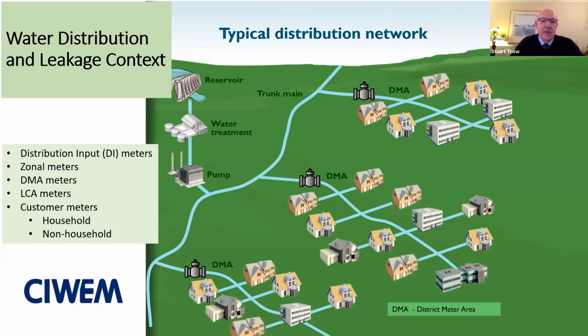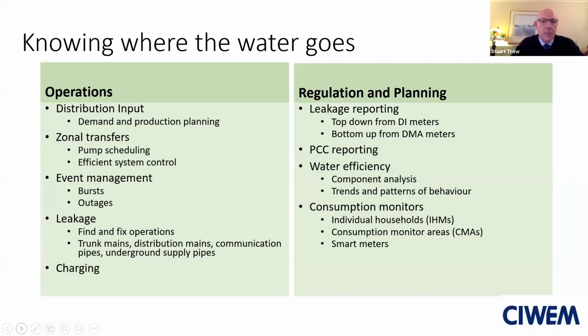We do have meters in the system. We have what we call distribution input meters, DI meters. We have zonal meters on the trunk main system. We have DMA meters as shown here. We have sub-DMA meters, leakage control area meters as well. And then, of course, we have customer meters on households and non-households. I'm aware that we have some people from outside of the UK who have intermittent supplies. I'm talking in the context of a continuous supply here.